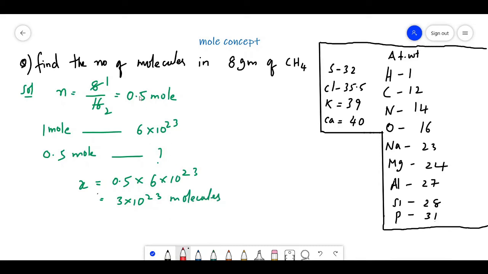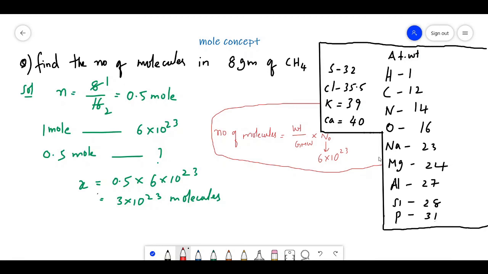And instead of this, you can also directly use one formula. So the formula is, if the question is asked number of molecules, the formula is weight by gram molecular weight into Avogadro number. So Avogadro number is nothing but this 6 into 10 to the power of 23. So you can understand the concept, or you can also directly use the formula. So this is how we calculate number of molecules.